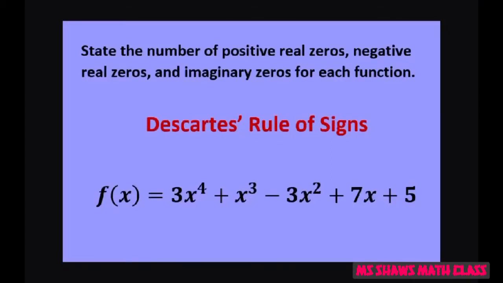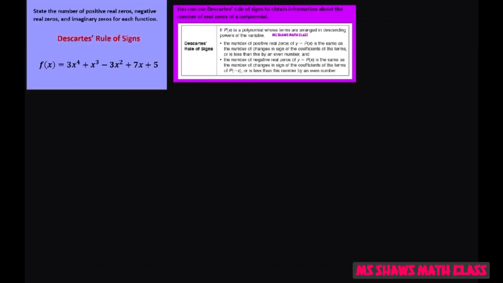Hi everyone, we're going to state the number of positive real zeros, negative real zeros, and imaginary zeros for each function using Descartes' rule of signs. The rule of signs basically gives us the reals, and then we can infer the imaginaries given that. So let's start with the reals.